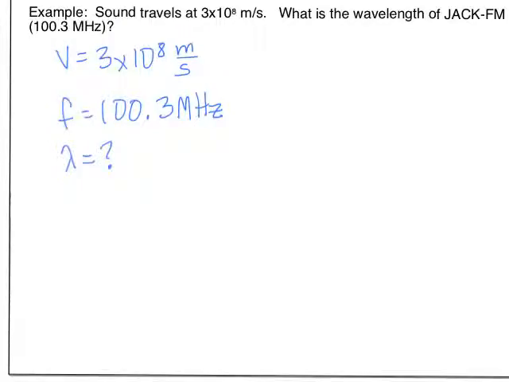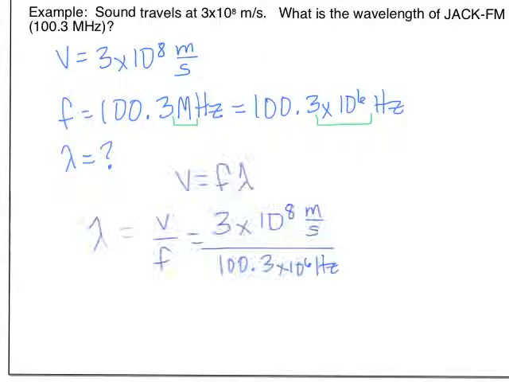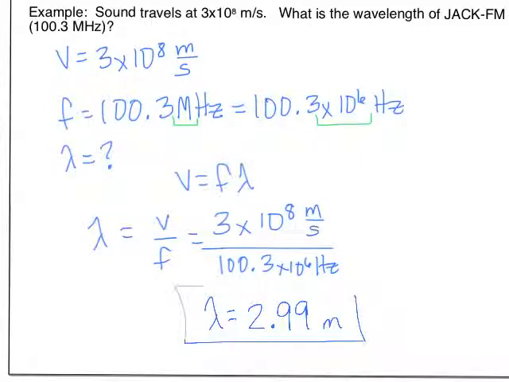Whenever you have an FM station, you'll see that the frequency will be measured in megahertz. You do need to change that and convert to hertz. And I know this isn't correct scientific notation, but a shortcut to converting is I would replace the prefix value with the power of 10 value. So it's 100.3 × 10⁶ hertz. Now we just simply plug in and solve. You should come up with about 2.99 meters for this particular radio station.